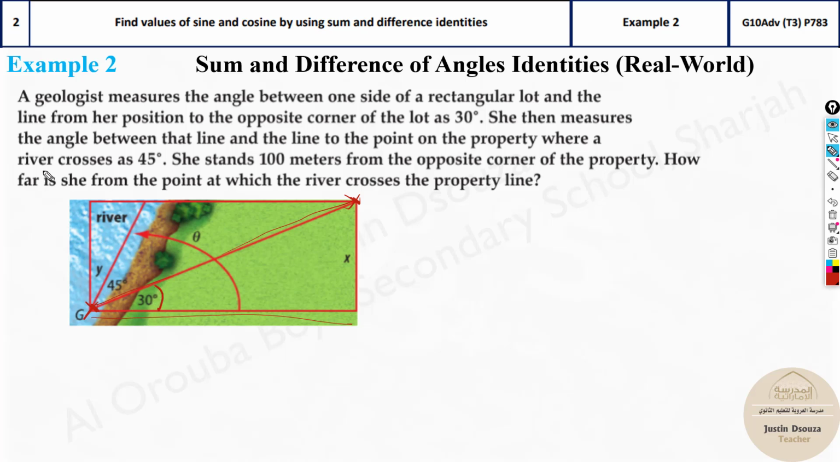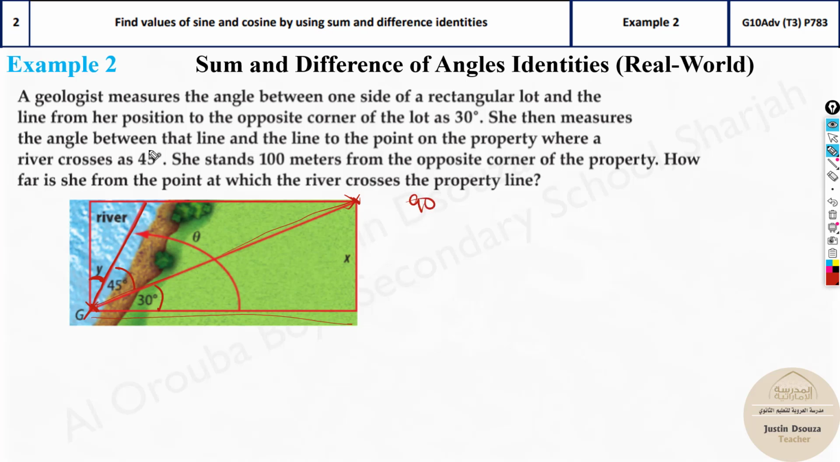And then she measures the angle between that line, which we just got, and the line to the point on the property where a river crosses as 45 degrees. So from this line to another line where the river crosses the property, this one has 45 degrees. Now first let's find what this angle is from two knowns.